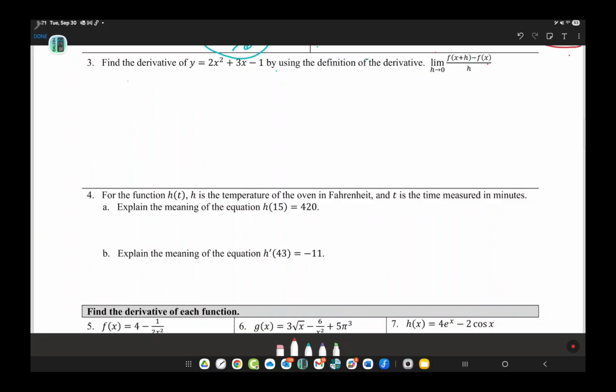So, we need to find f of x plus h, which gives you 2(x plus h) squared plus 3(x plus h) minus 1, which is 2x squared plus 4xh plus 2h squared plus 3x plus 3h minus 1.